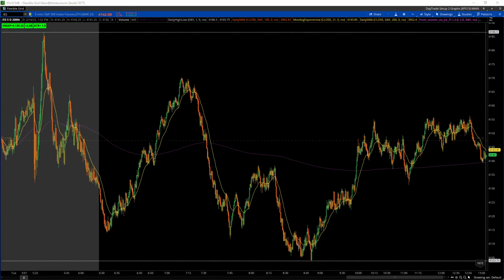February 14th, 2023. This is the 2000 tick chart on the S&P 500 E-mini on Thinkorswim platform.